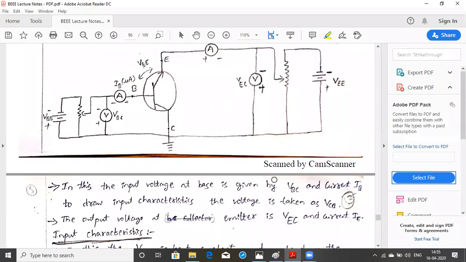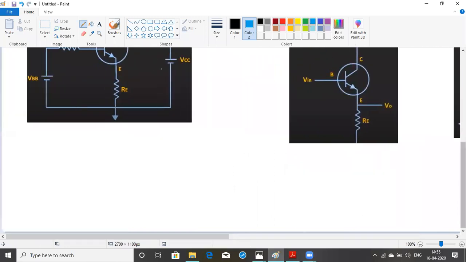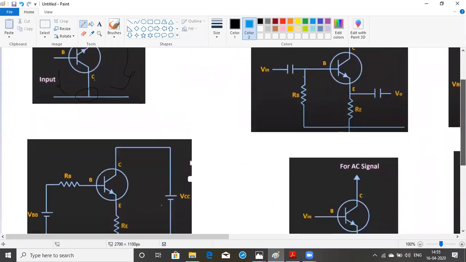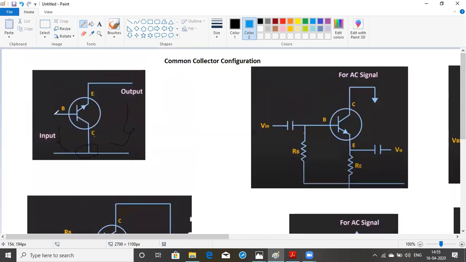I will try to do the comparison, but before going to the comparison, I want to discuss another concept in the common collector configuration. That concept should not cause you any confusion. Please don't get confused with respect to this concept. Usually, we will have 2 types of biasing, I think you already know. If you are connecting AC at the input and output side, we call it AC biasing. If you are connecting DC, then we call it DC biasing, right?